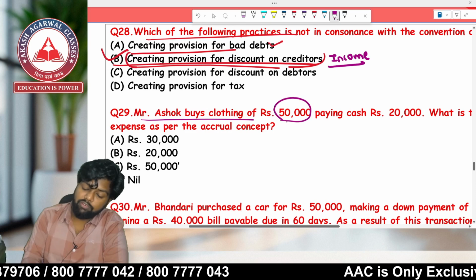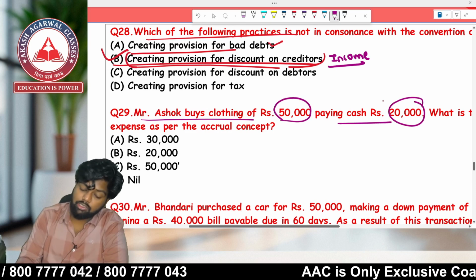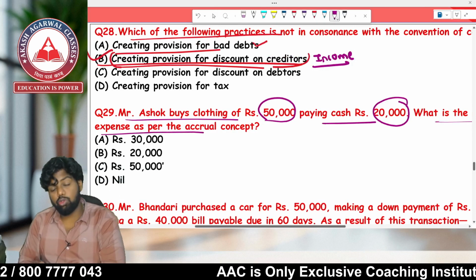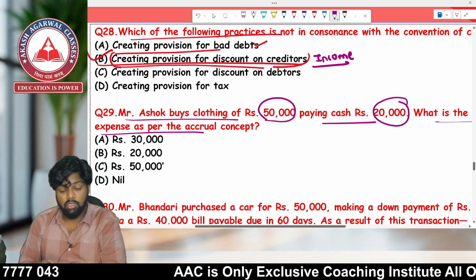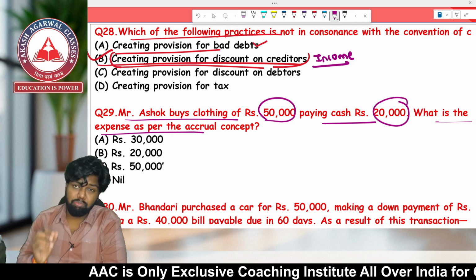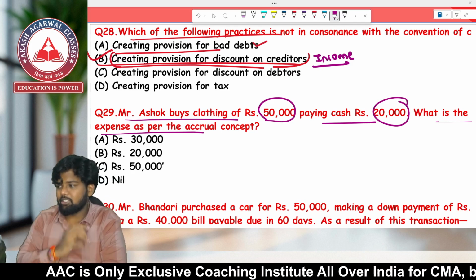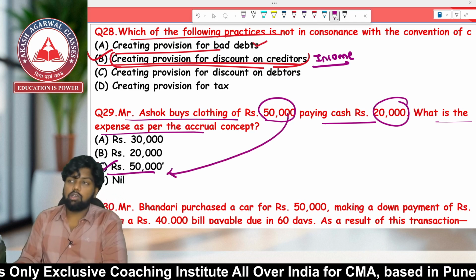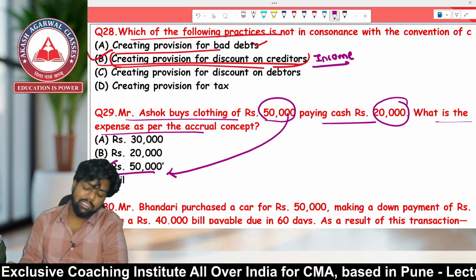Ashok buys clothing of 50,000 and pays cash 20,000. What is the amount of expense as per the accrual concept? Very important. Many of us will write 30,000, but the answer is 50,000, because accrual basis means cash plus credit transactions.